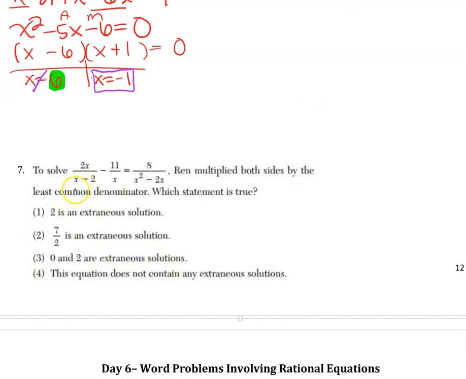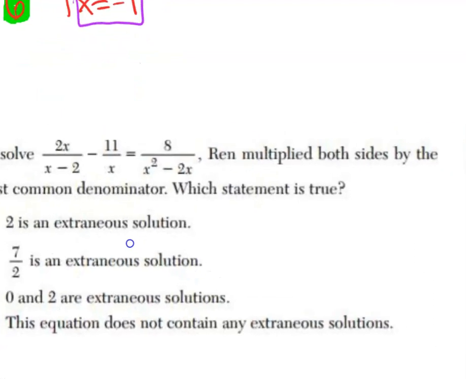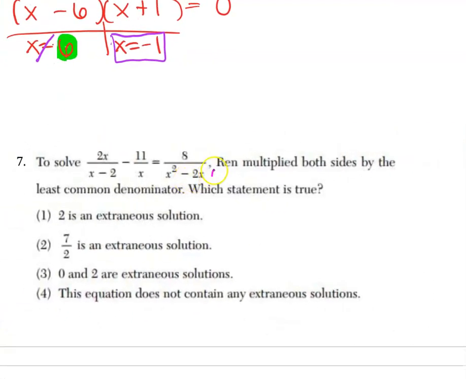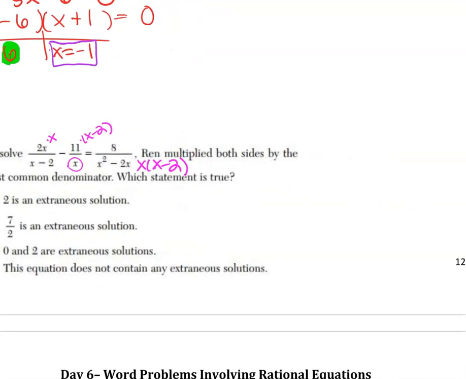So when I look at this problem, I notice that this denominator is x times x minus 2, if I were to factor it. Okay, so with that being said, my common denominator would be an x and an x minus 2, because then every denominator would have one of everybody. So that means that this guy needs an x, this guy needs an x minus 2, and the 8 already has the common denominator. So if I come over here, I would rewrite this as 2x squared minus 11 times x minus 2 equals 8. Clean that up.